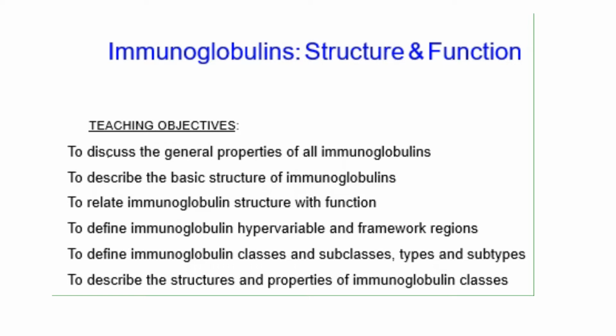So what is the immunoglobulin? Immunoglobulins are glycoprotein molecules which are produced by plasma cells in response to an immunogen and function as antibodies. Usually plasma cells are derived from B cells.